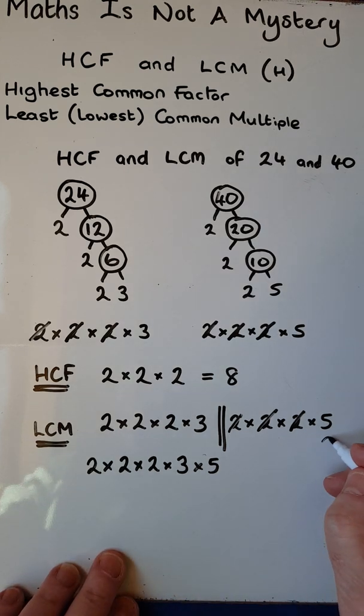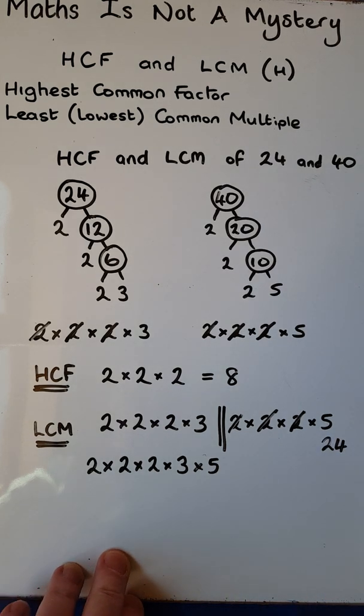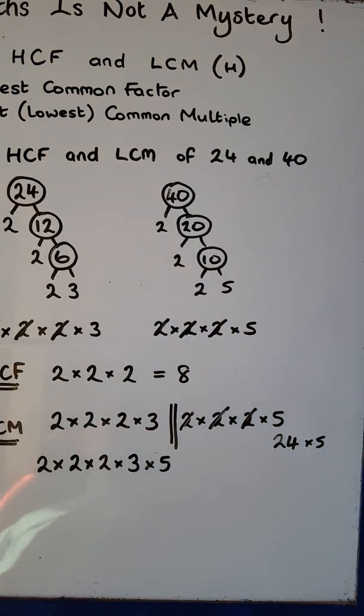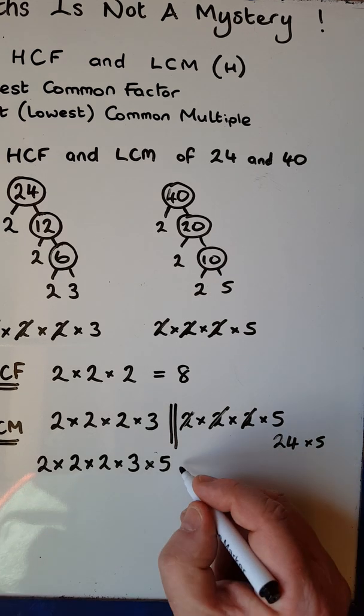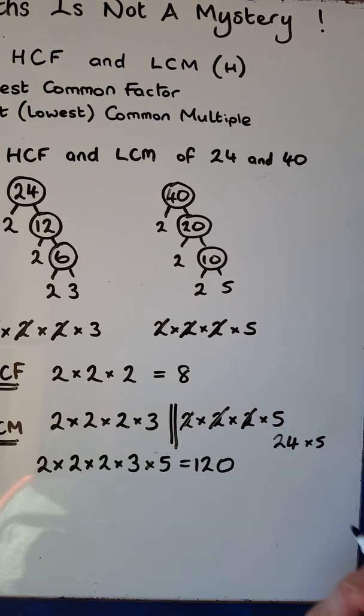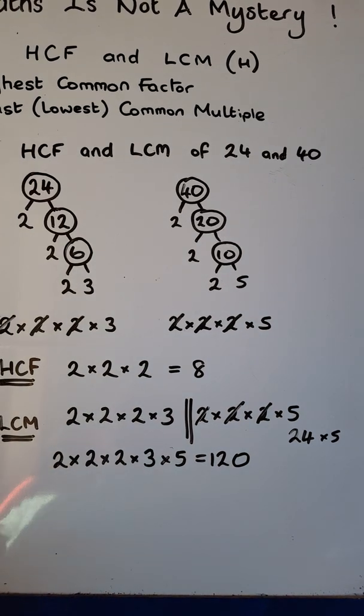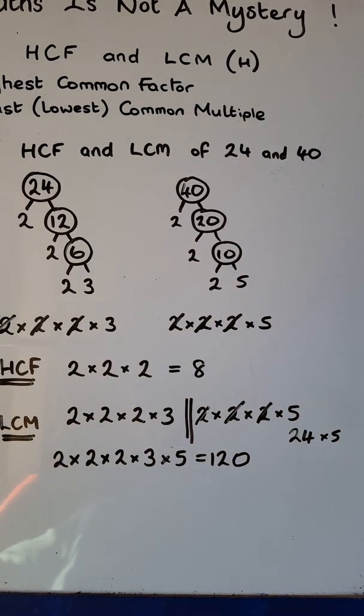Just a quick thing here. 24 times 5. If I'm doing 24 times 5, what I do is I think about 5 being half of 10. I know that 24 times 10 is 240. So 24 times 5 must be half of 240. So it's 120. It's a quick way to multiply a big number by 5. Do it by 10 and half it.